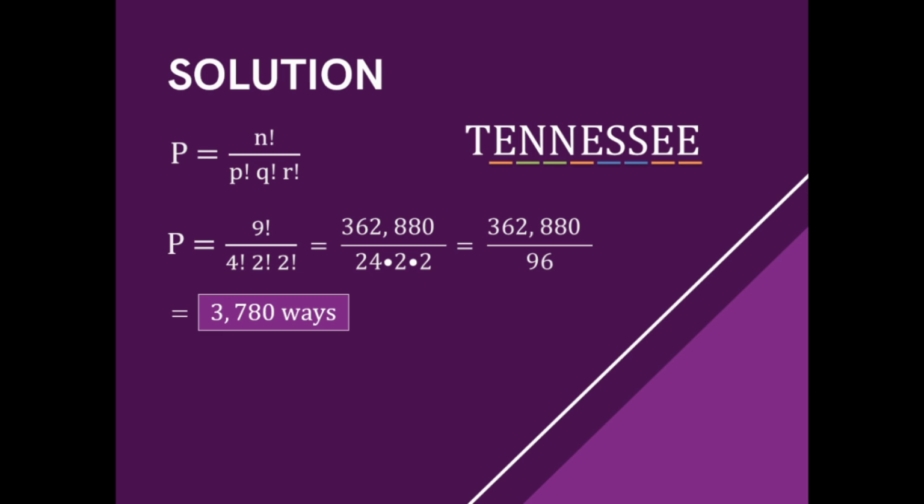After substitution, the next step is to evaluate. 9 factorial is equal to 362,880. Simplify the denominator: 24 times 2 is equal to 96. And the last step, 362,880 divided by 96 is equal to 3,780.